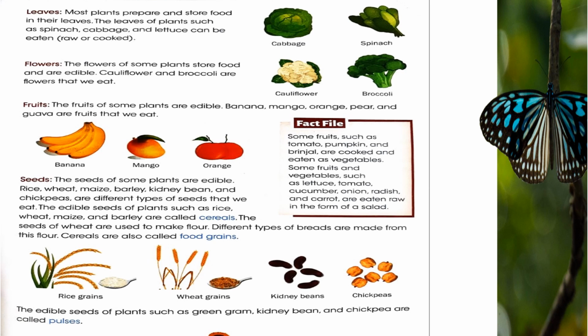The edible seeds of plants such as rice, wheat, maize, and barley are called cereals. The seeds of wheat are used to make flour. Different types of breads are made from this flour. Cereals are also called food grains. As you can see in the images, rice grain, wheat grain, kidney beans, chickpeas. The edible seeds of plants such as green gram, kidney bean, and chickpea are called pulses.